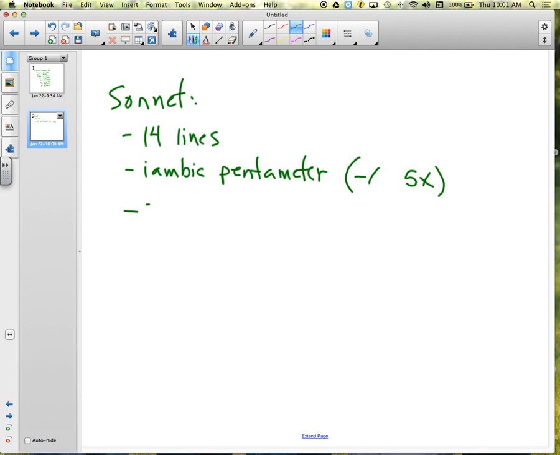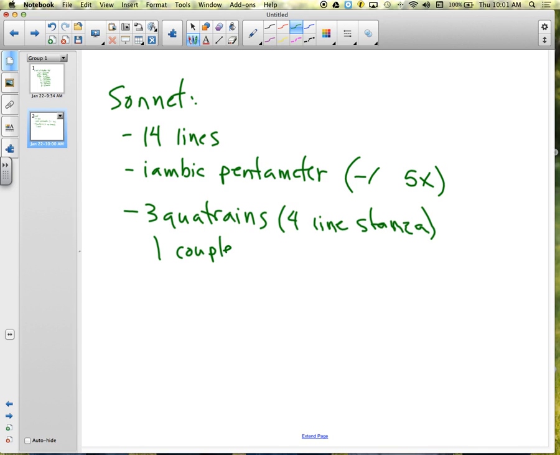It also consists of three quatrains. Who knows what a quatrain is? It's a four-line stanza. And one couplet. And a couplet is a two-line stanza. So if you add that up, of course, that would equal how many lines? 14 lines.